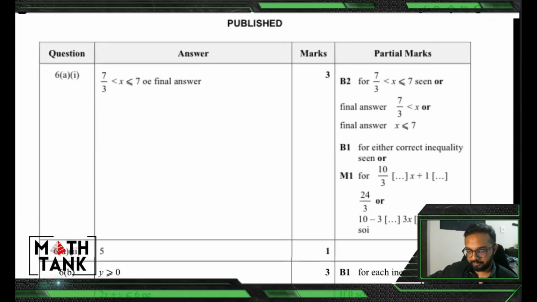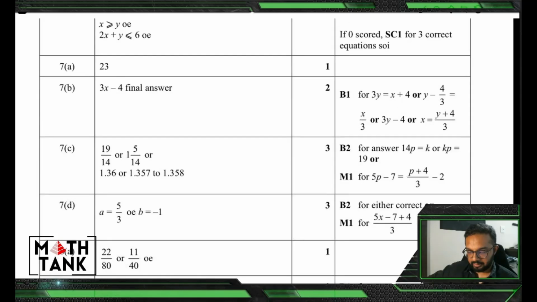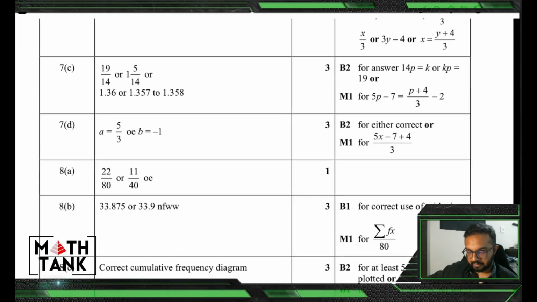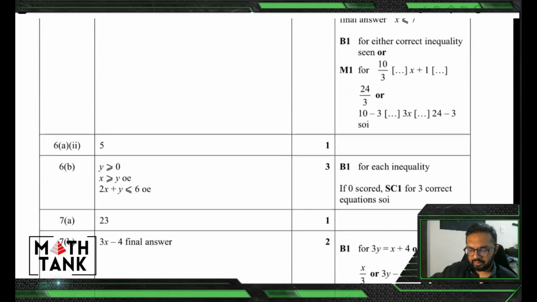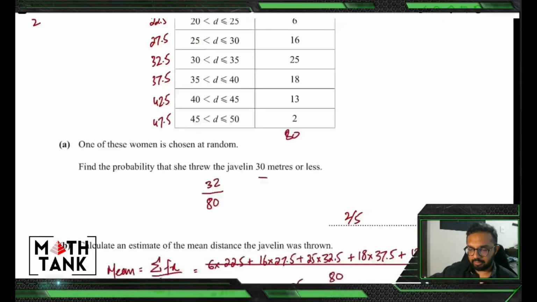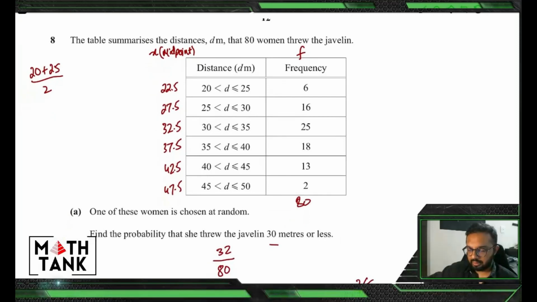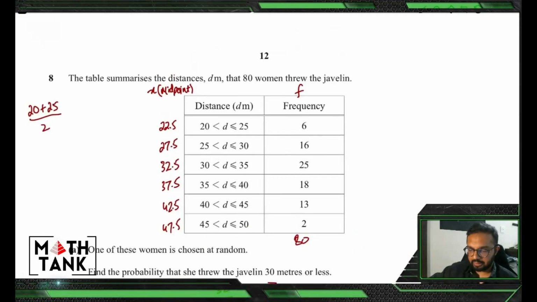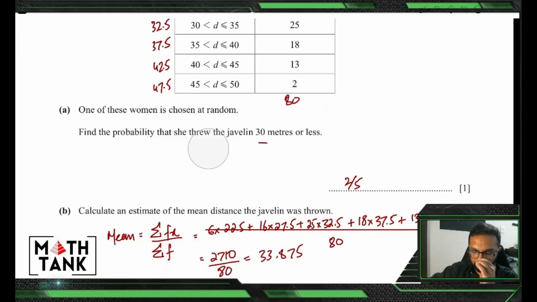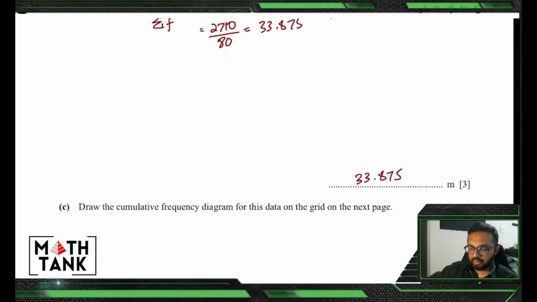Yeah. The answer to these, yes, 33.875. And why is this 32? Oh, I think I made a mistake when I was doing this. This is 16 plus 6, so that's 22, not 32. See, a very silly mistake. 11 out of 40. Okay, moving on.